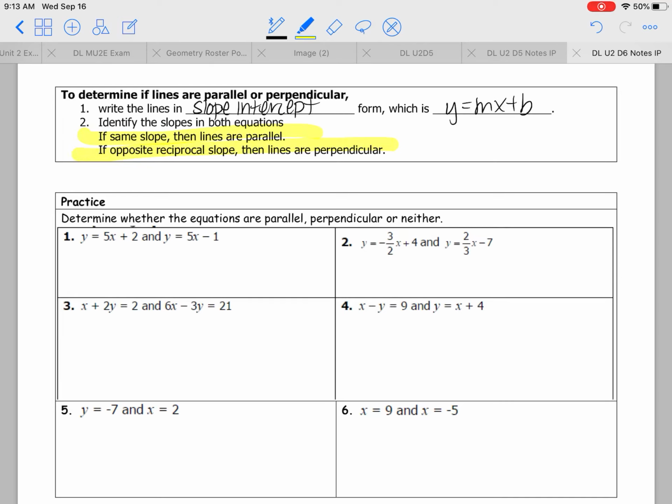I'm also giving you instructions on the independent practice with the steps that you need to follow in order for you to solve those 10 problems successfully. So let's go ahead and do this one. Determine whether the equations are parallel, perpendicular, or neither.